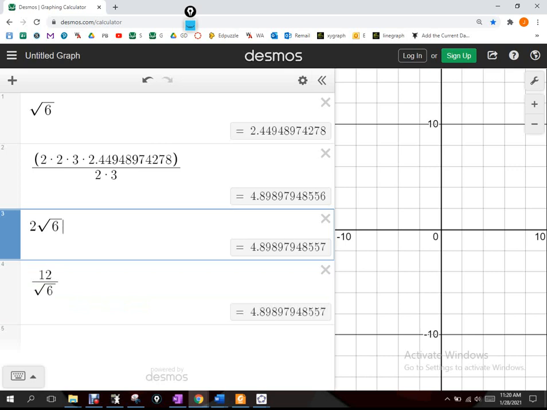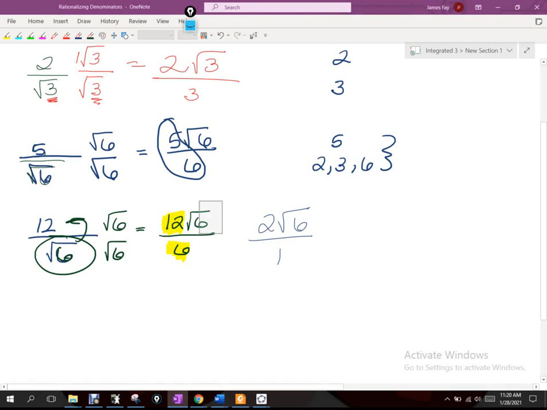Okay? But the reason we can't cancel that 6 right there with that 6 right there is because that's really not a 6. That symbol radical 6 is standing for that 2.24 number, which is not sharing factors with that 6.